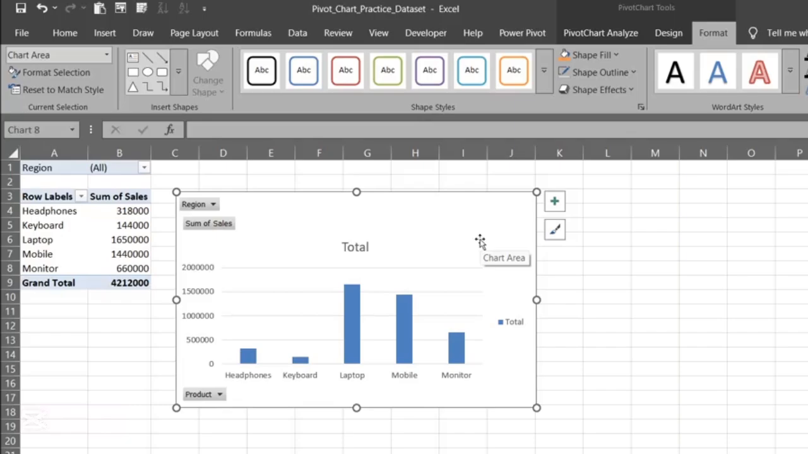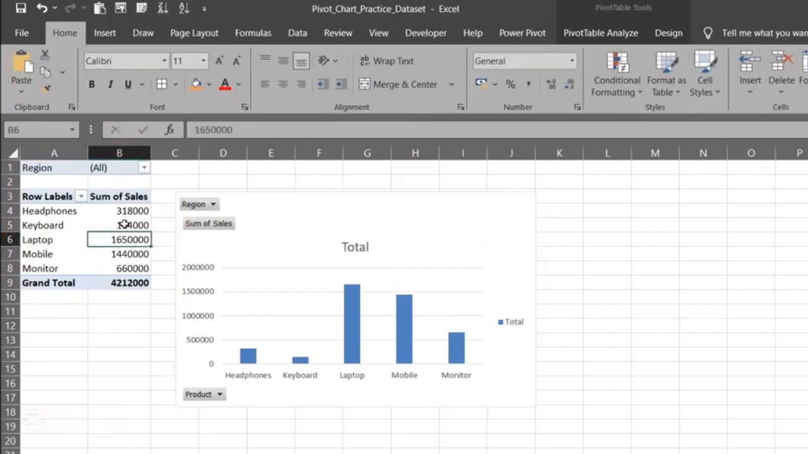Okay, so now let's take a look at the feature that I mentioned. Unlike a normal chart, the pivot chart is connected to the pivot table. Okay, so any changes made in this pivot table will automatically reflect in the pivot chart too. So let me show you how.